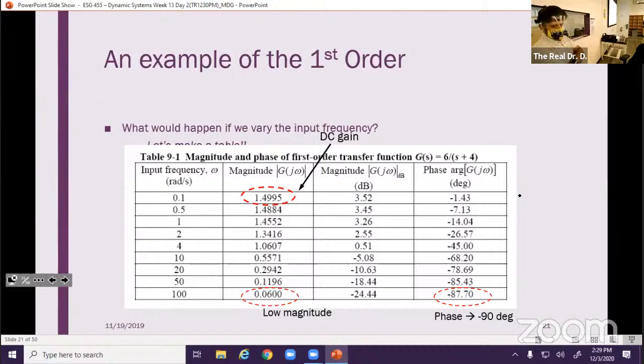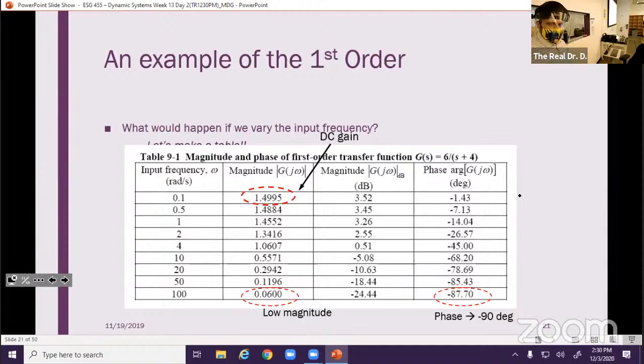Right, so we pick some frequencies, and then we put our magnitude equation in the first column. We convert it to decibels in the third column, and then in the fourth column, we've already converted into degrees. And notice a couple of things. Here, we've got this DC gain. Remember, our K was 1.5. At 0.1, we're close to 1.5, so we're close to our asymptote. As frequency increases, our magnitude decreases.